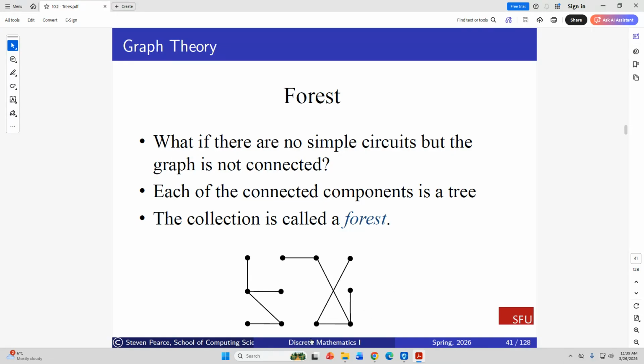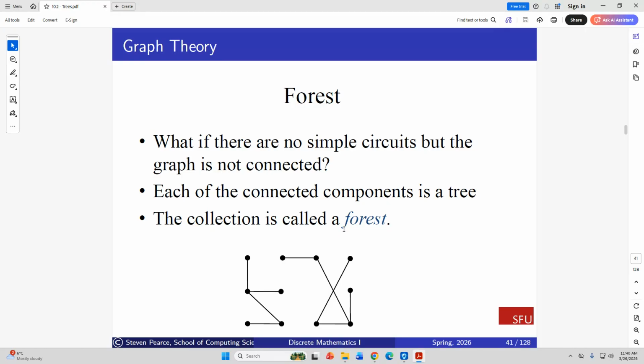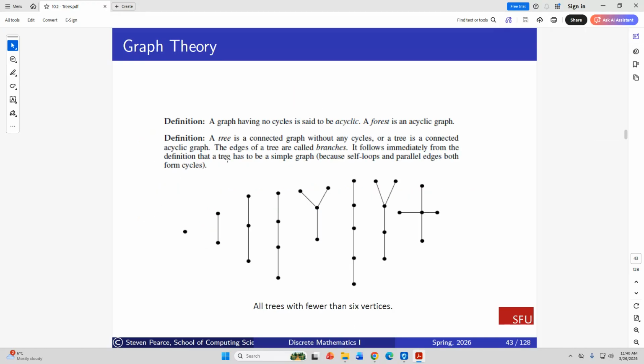So these things are both trees. Therefore, that's a forest if it's part of the same graph. A graph having no cycles is said to be acyclic. A forest is an acyclic graph by definition. It has to be because you can't get from one to the other. Definition: a tree is a connected graph without any cycles, or a tree is a connected acyclic graph. The edges of a tree are called branches. It follows immediately from the definition that a tree has to be a simple graph, because self-loops and parallel edges both form cycles, you see.